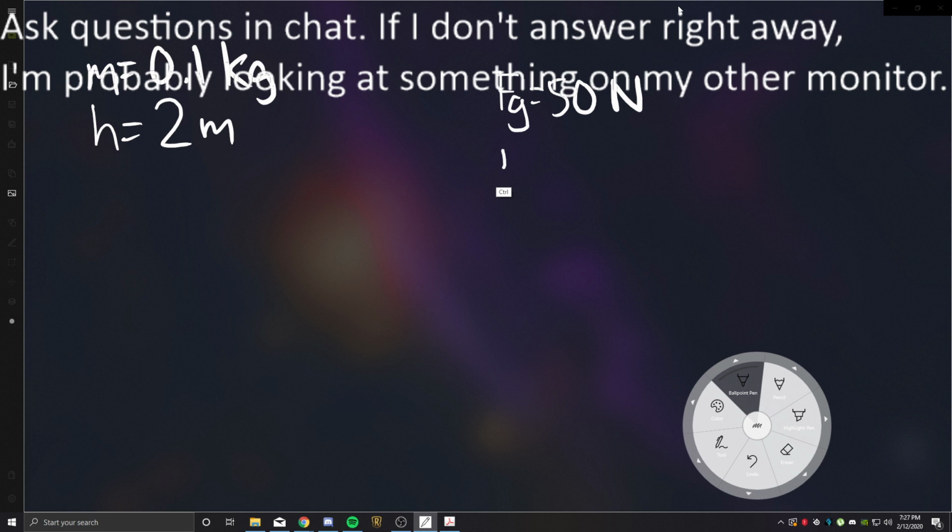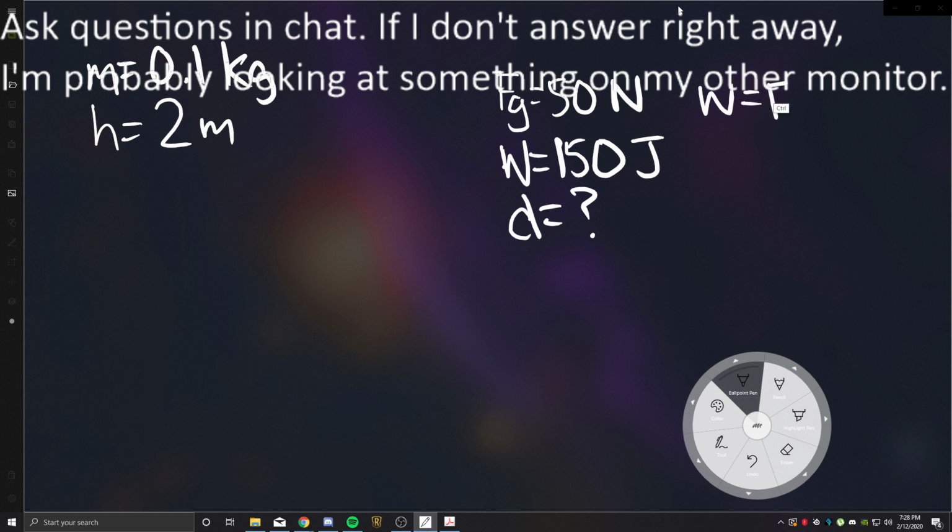No, no, I'm fine with doing this. I think this should be easy. It says 150 joules of work, so you know your work is 150 joules. And the question wants you to figure out what distance you moved it.